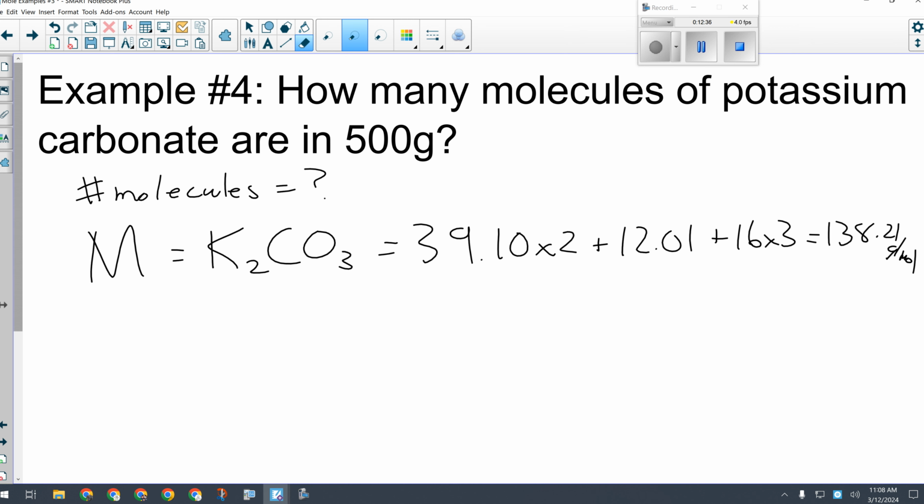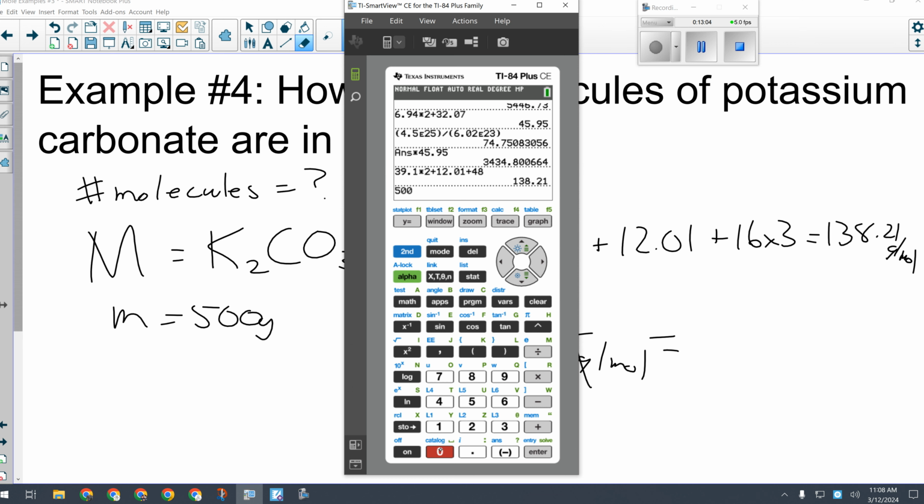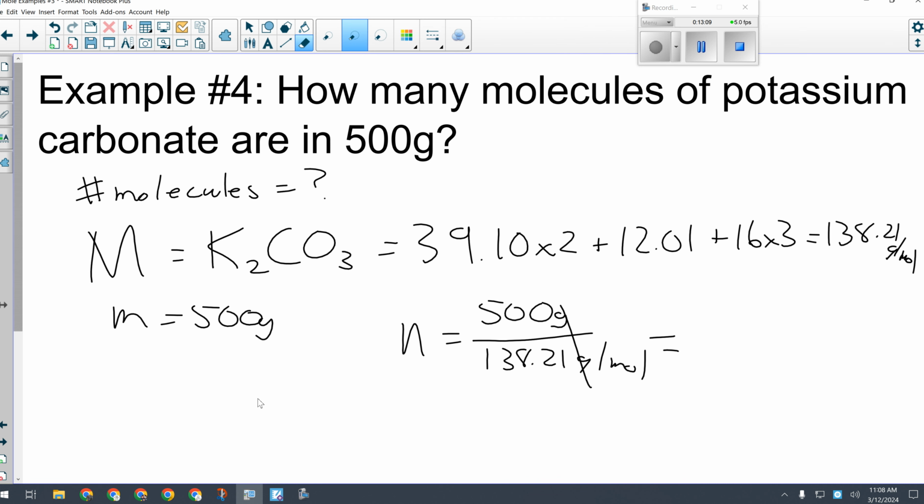All right, and the other part of the question, 500 grams of this material. I know little m and big M, what can I get? N, so that's my next step. Solve for the number of moles. So I will take my 500 grams, I will divide it by 138.21 grams per mole. My grams are going to cancel. 500 divided by 138.21 gives me 3.62 moles. But I'm going to keep all those decimals in my calculator because I'm about to do what?